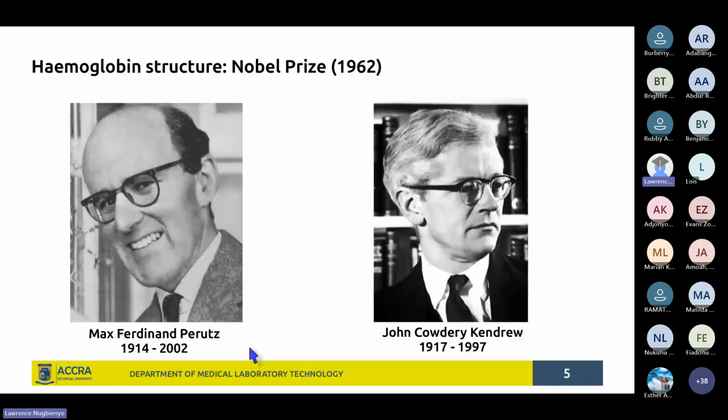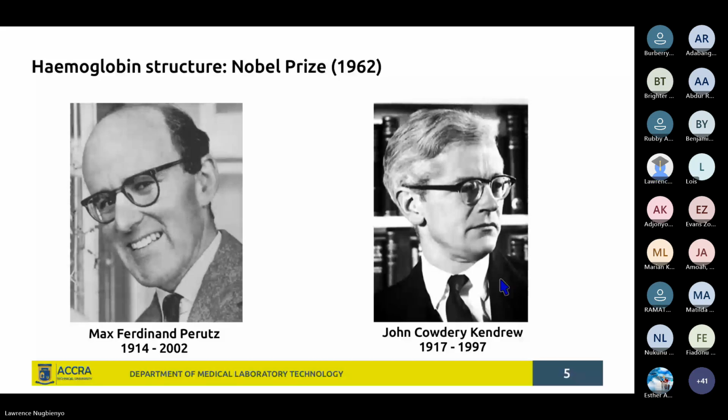But at the same time, he was also working in some university in England as well. And he was able to use X-ray crystallography to determine the structure of hemoglobin. So that is big. Now you know the structure of hemoglobin. So he shared a Nobel Prize in chemistry in 1962 with John Kendrew, another Englishman, also a crystallographer.